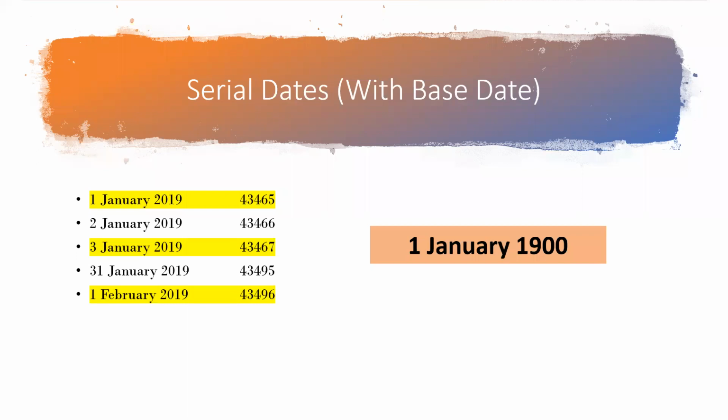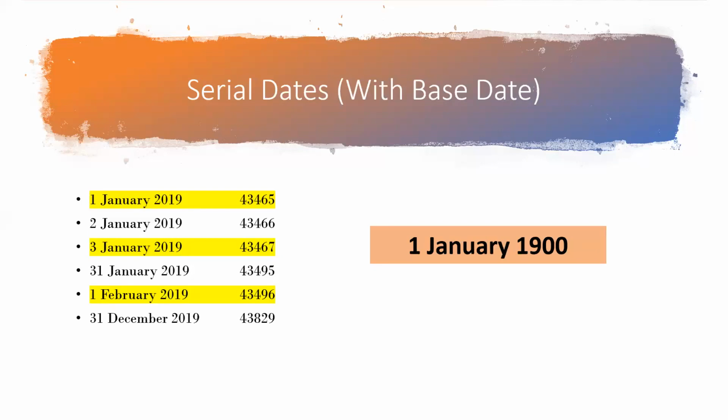1st of February would obviously be 43,496 in this accounting system that we're talking about, and 31 December, 43,829. Obviously, these numbers just keep getting bigger and bigger each year. So the 1st of January 2020 would be 43,830. That's assuming that the base date is 1 January 1900.